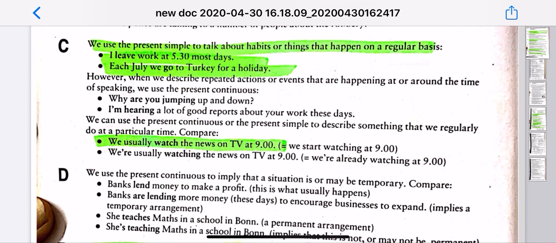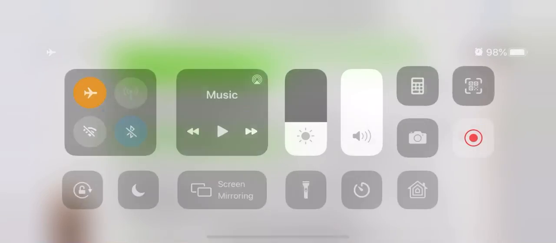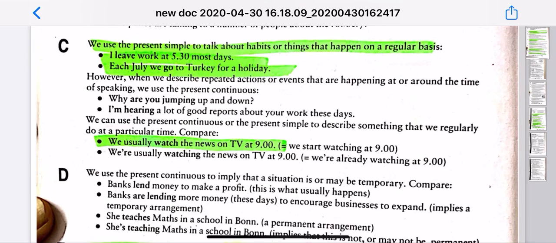And let's talk about this C category now. We use the present simple to talk about habits or things that happen on a regular basis. So things which we do regularly or on regular basis, then we use simple present tense, like I leave work at 5:30 most days. For me, like I leave work at 2:30 most days. Each July we go to Turkey for a holiday. Each summer vacation we go to some holiday destination.